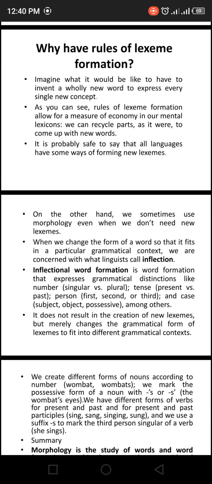Now come to the topic, why have rules of lexeme formation? Imagine what it would be like to have to invent a wholly new word to express every single concept. Then you will have a lot of words, and it will not be easy for any foreigner to learn your language.